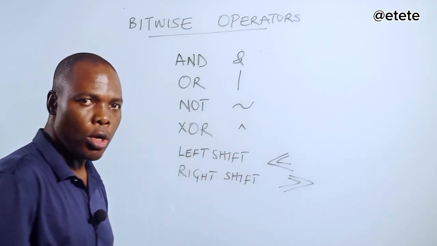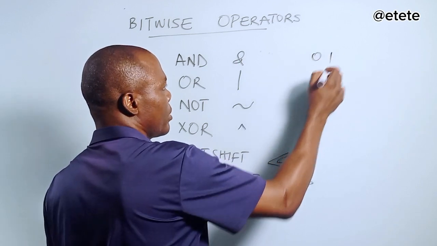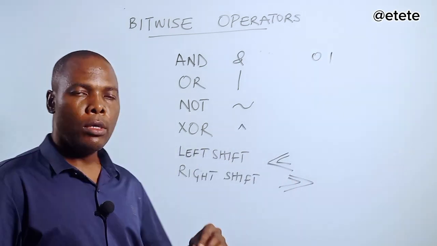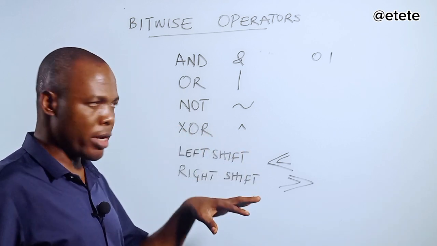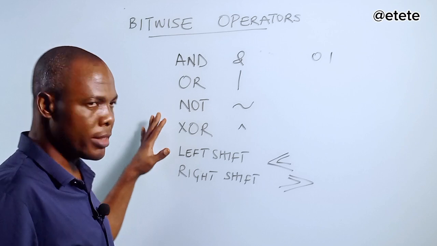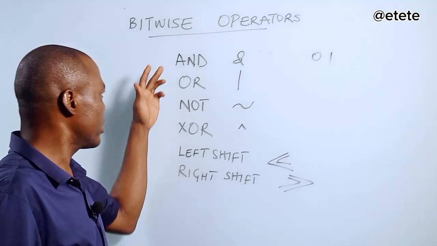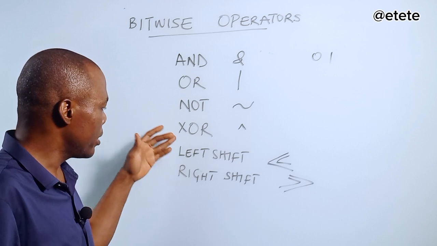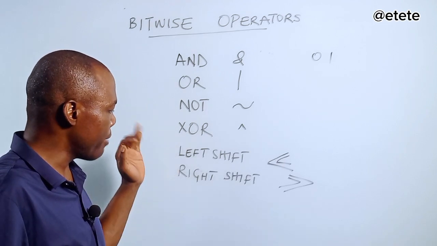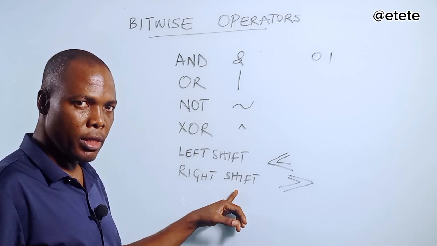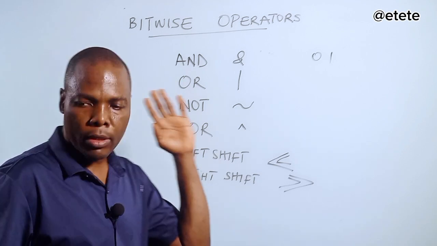So this is going to work on 0 and 1. I'm going to write a very simple program now to explain these 6 operators: the AND, the OR, the NOT, the exclusive OR, then left shift and right shift for the bitwise operators.